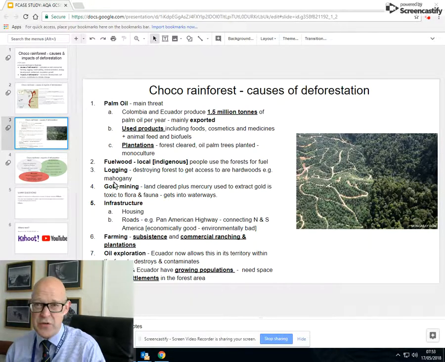So it's not just a simple stop logging. What are you going to do? You're going to give the government some money so they don't have to do logging?